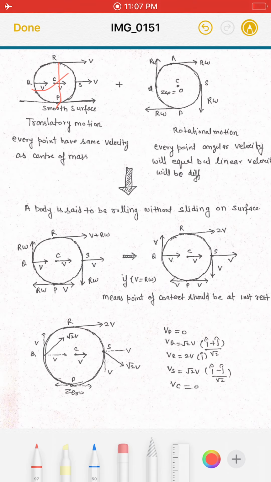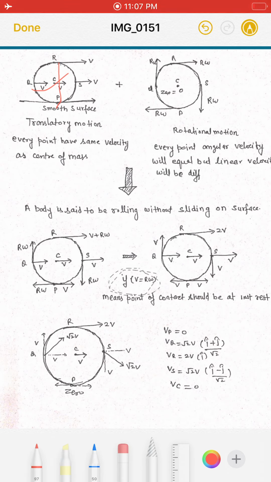So remember, guys, what I am telling: this point P should be at instantaneous rest, which means it is not at rest all the time, it is at rest for a fraction of a second, a very small time. So that will be instantaneous rest. It means this point is not sliding on the surface. If point P is not sliding on the surface, it means the right side velocity should be equal to the left side velocity. So in short, we can say this is the condition for rolling.